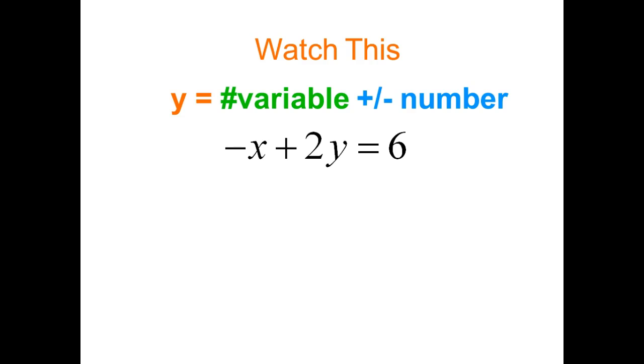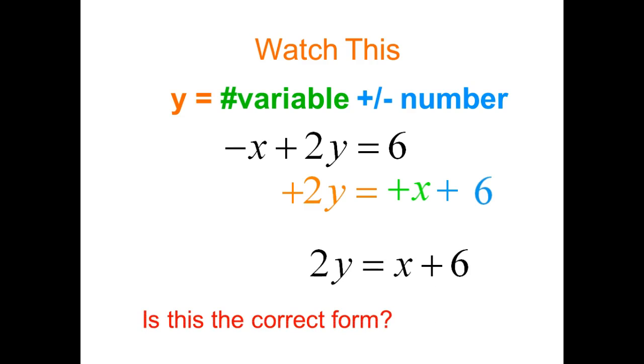Okay. Here's the last kind. It's a two-step. And the difference is that there is a coefficient in front of the y. So even though if we add x to both sides, do what we've just been doing, it's not y equals, right? That's not in the correct format.